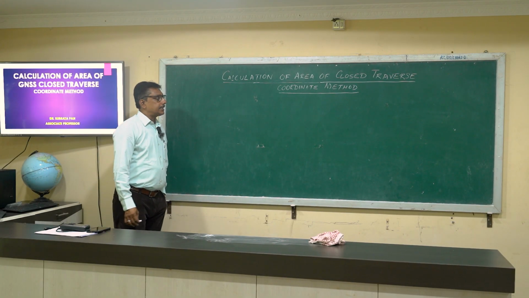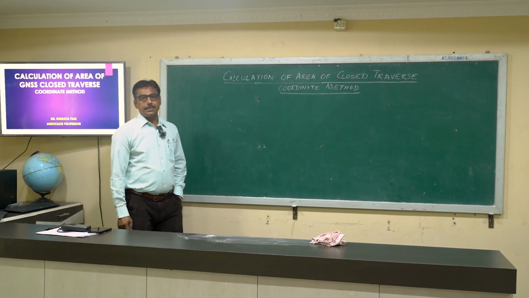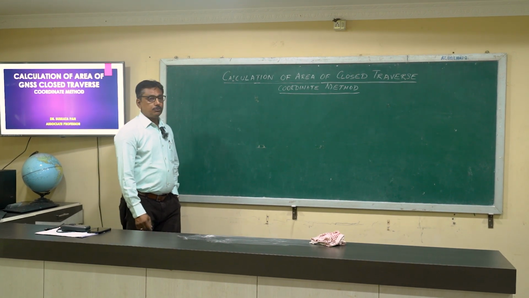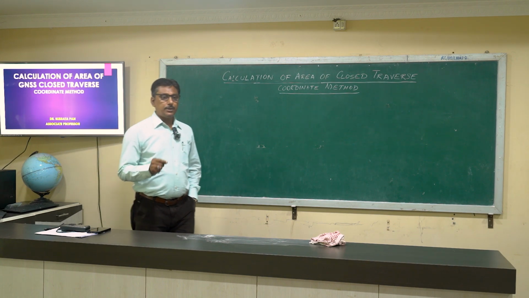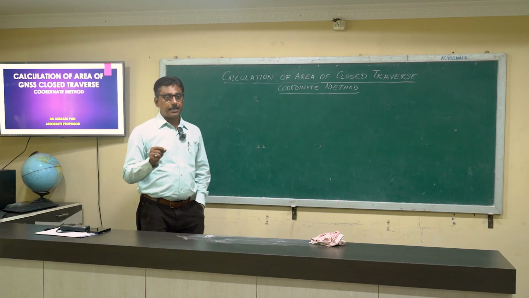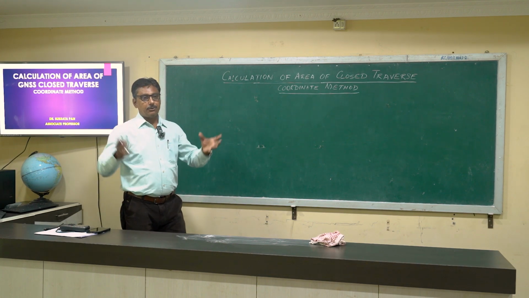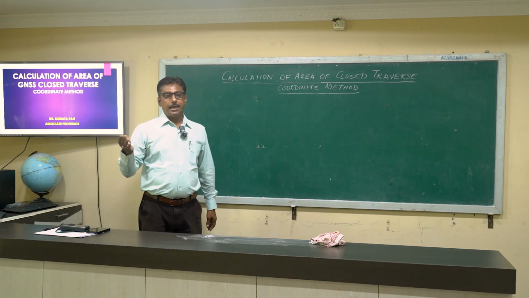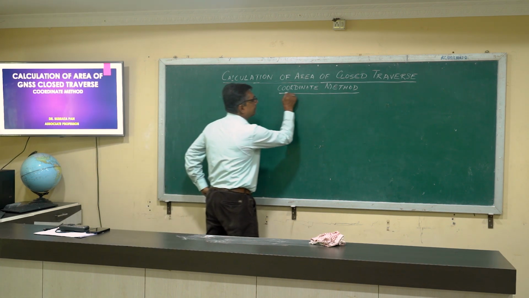So today we will discuss calculation of area of GNSS closed traverse. As you know earlier, the closed traverse is the area which interconnects the points between different points, and the enclosed area will result, and that enclosed area has to be calculated by a particular method, that is coordinate method.